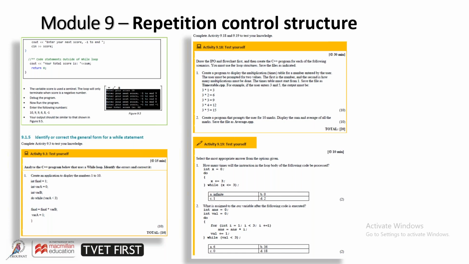So if you look at this one here, it says select the most appropriate answers from the options given. They want to know how many times the instruction in the body of the following loop will be processed. So you want to see whether they understand how this loop works. How many times is the loop going to run? Then we give them the options, and they pick and choose as an MCQ. And there are more activities like this.